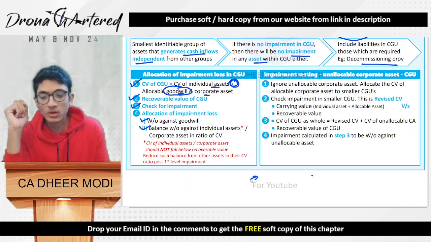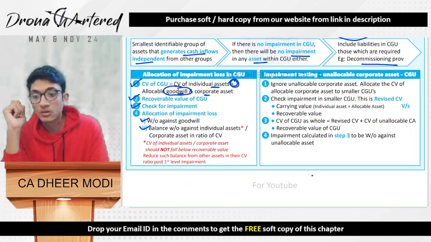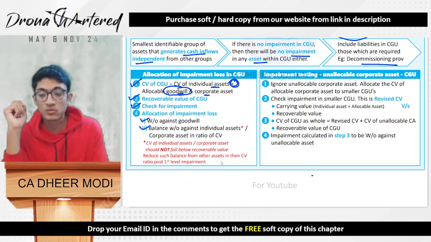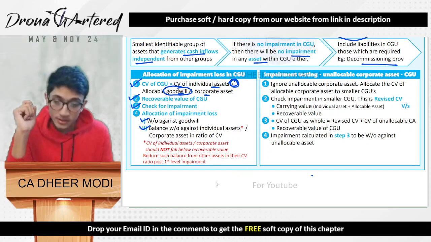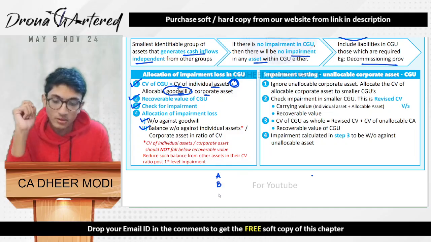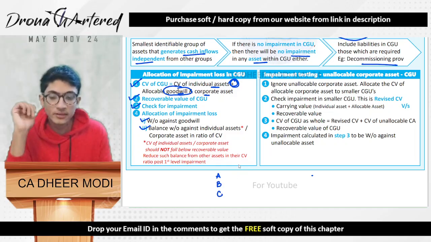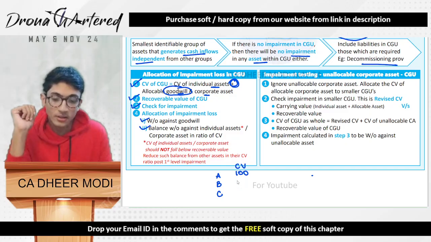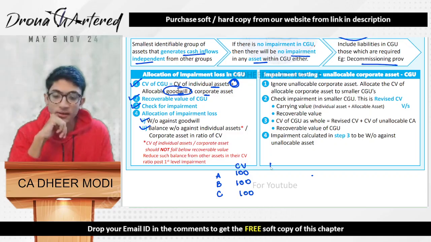Okay, we'll do a small example. Say, for example, you have 4 assets, or okay, let's do it with 3. You have 3 assets whose carrying value is, say, rupees 100 each. Let's try 100 only, for ease of calculation.